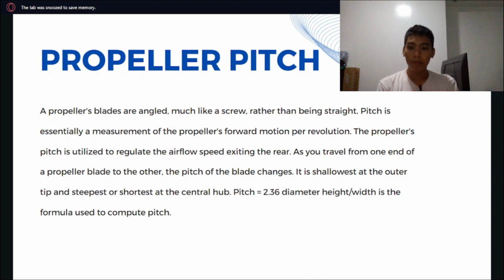Propeller pitch. A propeller's blades are angled much like a screw rather than being straight. Pitch is essentially a measurement of the propeller's forward motion per revolution. The propeller's pitch is utilized to regulate the airflow speed exiting the rear. As you travel from one end of the propeller blade to the other, the pitch of the blade changes. It is shallowest at the outer tip and steepest at the center hub. Pitch equals 2.36 times diameter times height divided by width is the formula used to compute the pitch.